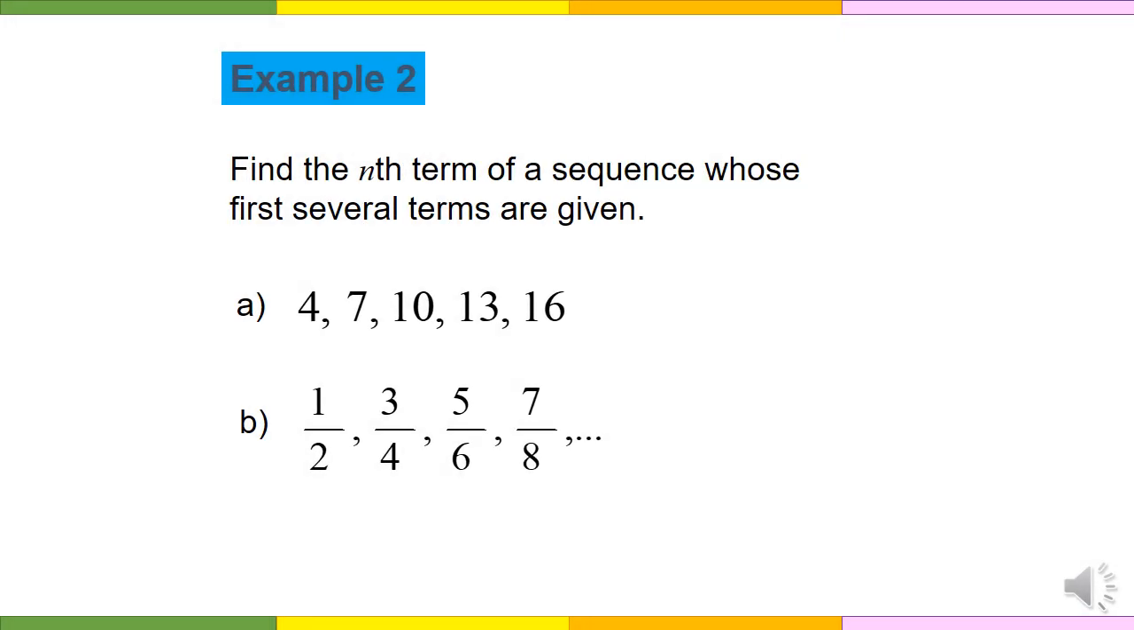Okay, so example 2. Find the nth term of a sequence whose first several terms are given. So what we want to find is the general form, the Tn. Okay, so how can we write the Tn to find the general form? So we don't know what is the relation between these numbers, right? So let us do some examples.